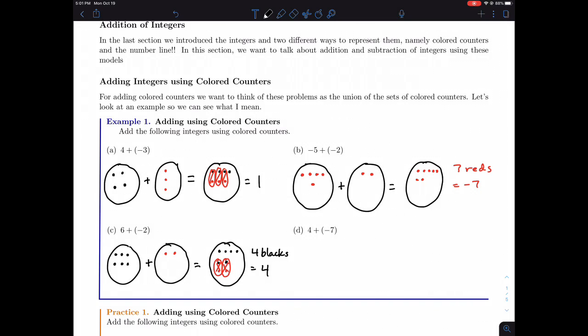All right, does this make sense to everybody so far? All right, perfect. So now let's go ahead and do the last one here real quick.